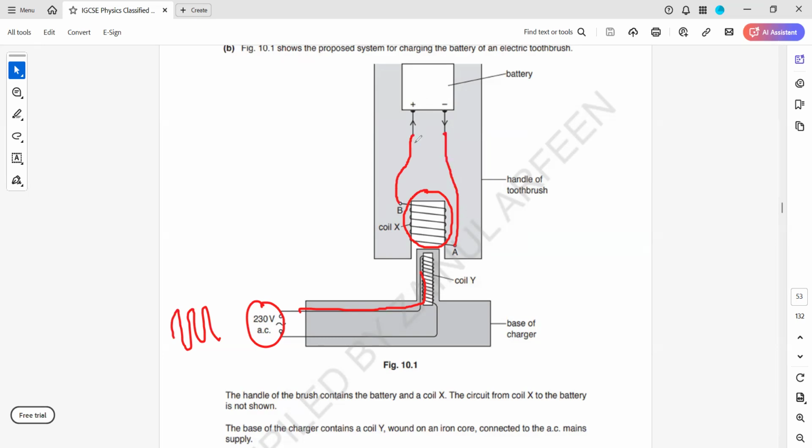But a battery wants DC, so we need a diode. We have to connect a diode here, because a diode will allow current to pass only one way, and not the other way. Clear? So the working principle is: AC input in coil Y produces a changing magnetic field, and the change in the magnetic field produces a current in X. The current in X will also be AC. We can convert that AC to DC by connecting a diode. That is the working principle. Now we'll answer the questions.